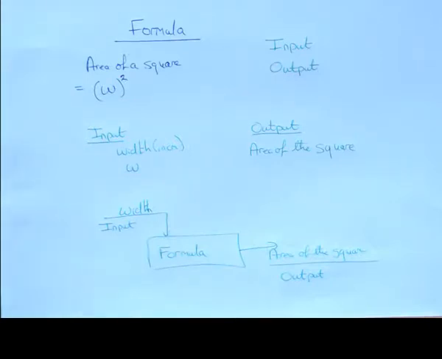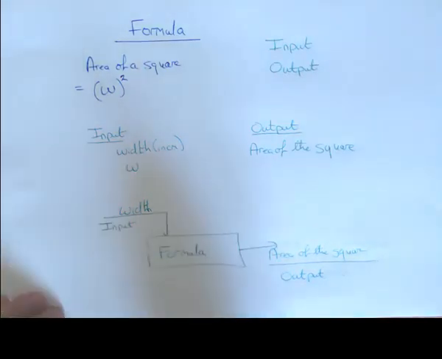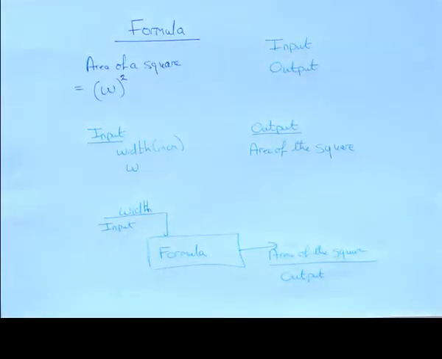Obviously, for the area of a rectangle, you'll have 2 inputs: the length and the width. But at the moment, I want to really just think about formulas that have 1 input and 1 output. So I'll try and think of different formulas that have 1 input and 1 output and give them to you. That's what we're going to be doing. I just want you to understand that we have an input. We put that into our formula and we get an output, which in this case is the area of the square. Very simple idea.